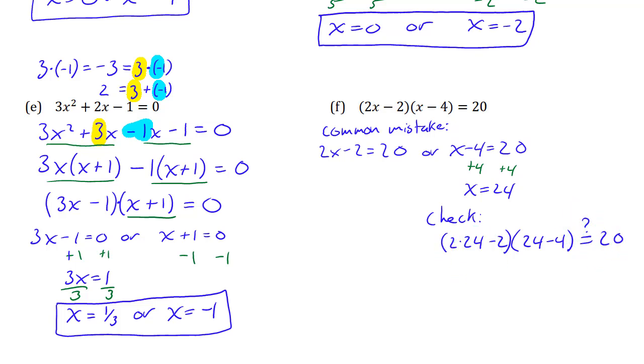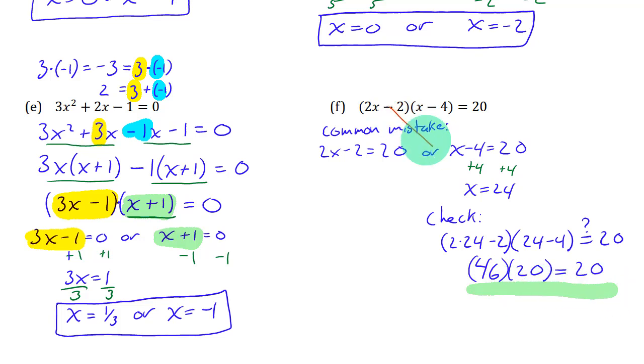Let's see. 2 times 24 is 48. 48 minus 2 is 46. And 24 minus 4 is 20. When you multiply 46 times 20, do you get 20? No, 46 times 20 is like 920 or something. It's a really big number. It's not 20. So this works with 0 over here because if you make this factor equal to 0, you'll do 0 times a number and get 0. Or if you make x plus 1 equal to 0, you'll be doing any number times 0 is equal to 0. And it's true, anything times 0 is equal to 0, but it's not true that 20 times anything is 20. This doesn't work.